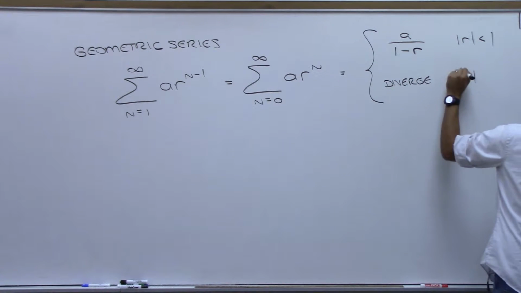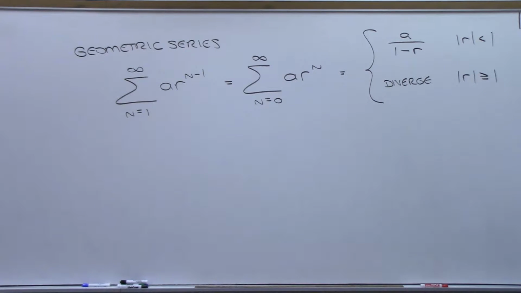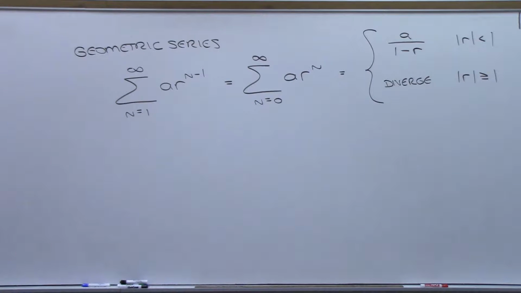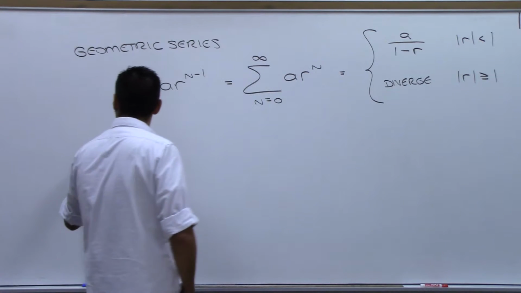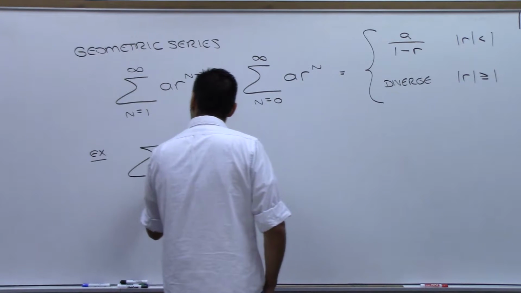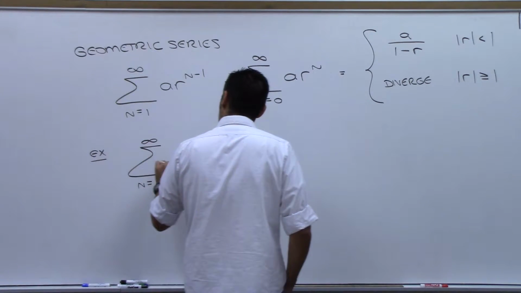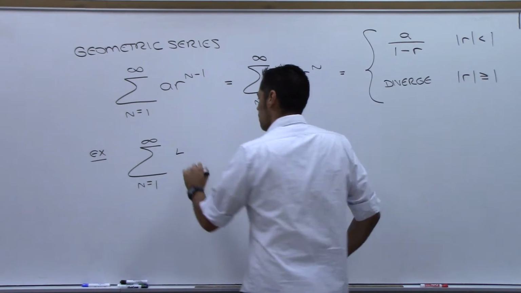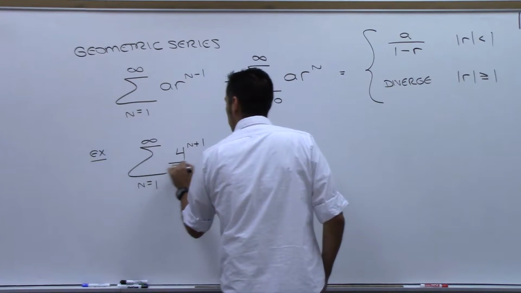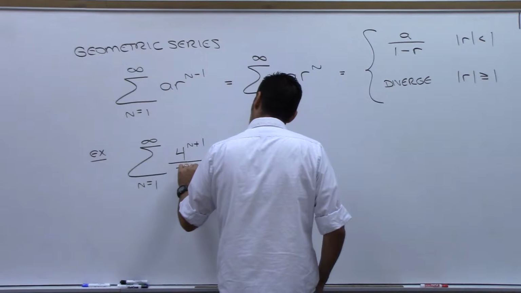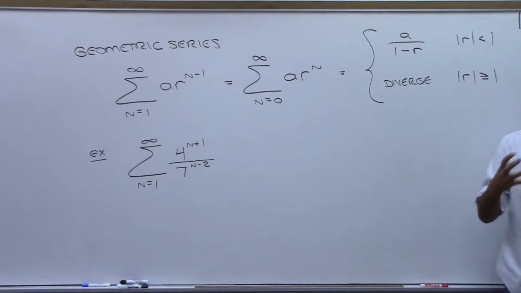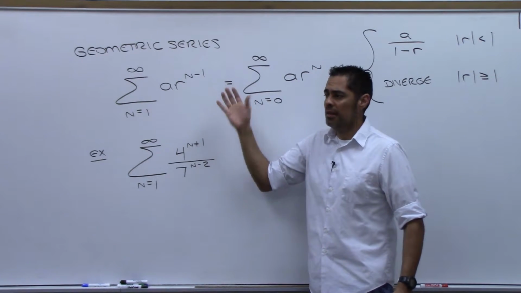If the absolute value of r is greater than or equal to 1. So when it comes to me asking you to evaluate a geometric series, I could give you a geometric series like this. As an example, I could say, what's the sum from n equals 1 to infinity of 4 to the n plus 1 over 7 to the n minus 2? Where I actually give you a summation, and you have to turn that into one of these, right? That's one way I could do it.